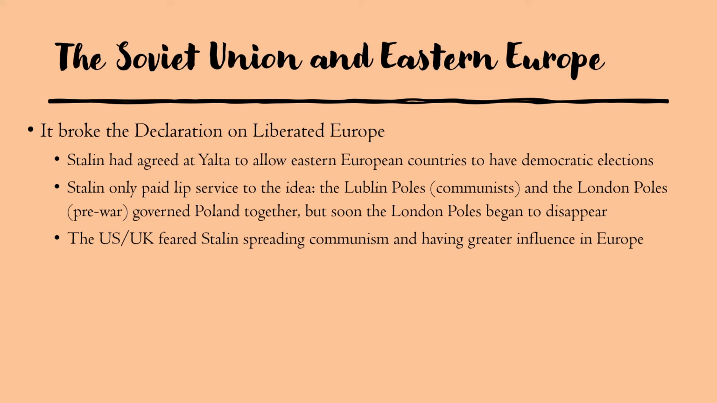And the US and the UK really feared Stalin spreading communism, his greater influence across Europe, perhaps trying to take on democracy itself, and perhaps spreading communism into West Europe as well. They were very, very scared of that, because communism could spread very quickly, and it would destroy the countries that they lived in.